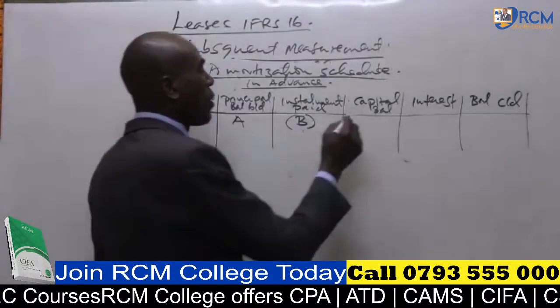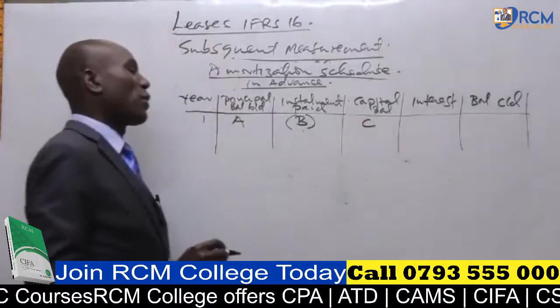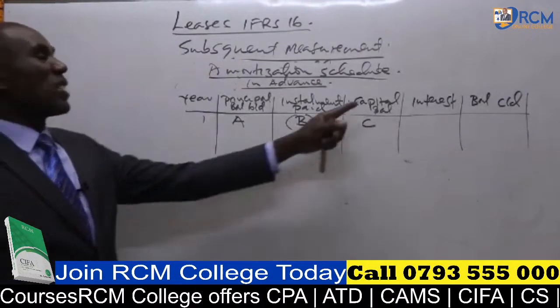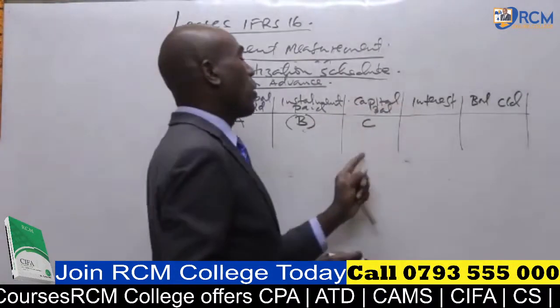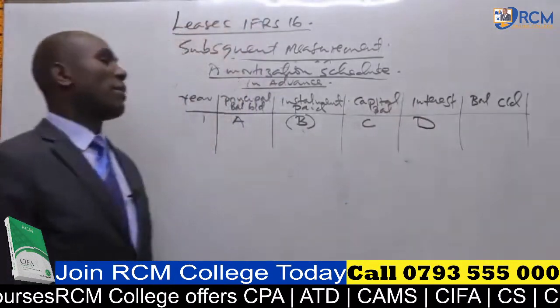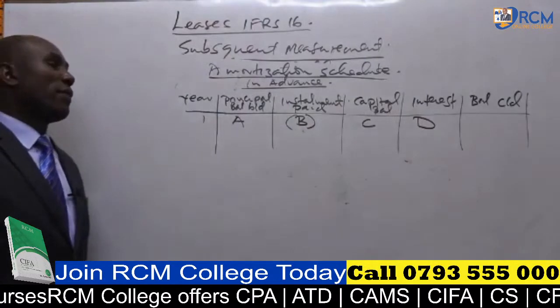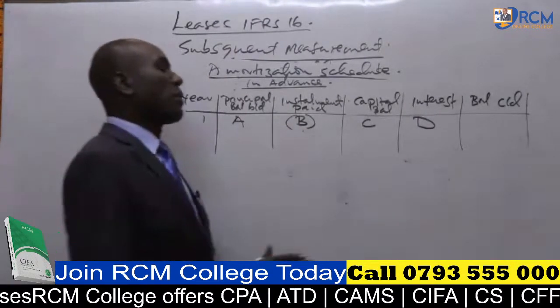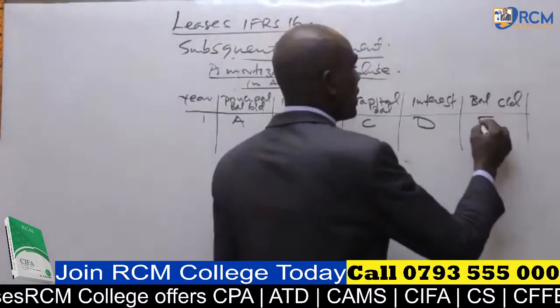Then I get capital balance. Let me call it C. Then I charge interest based on the capital balance. Let me call it D. D for dog. Capital interest. Then I get my balance carried down, which is E.